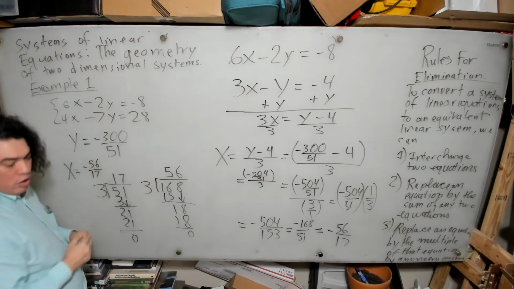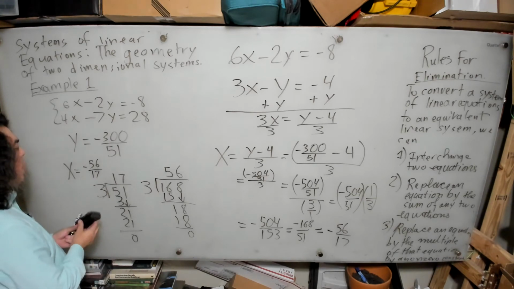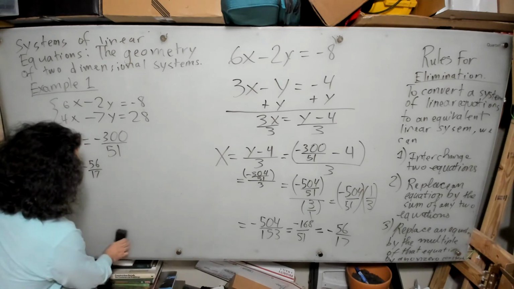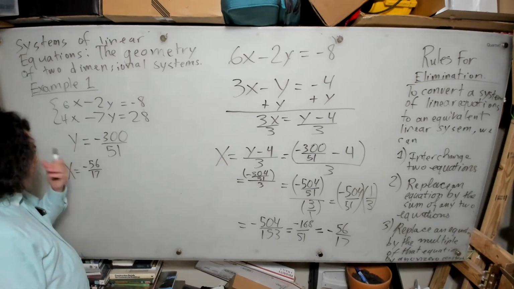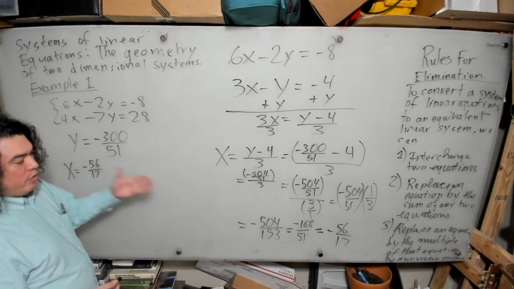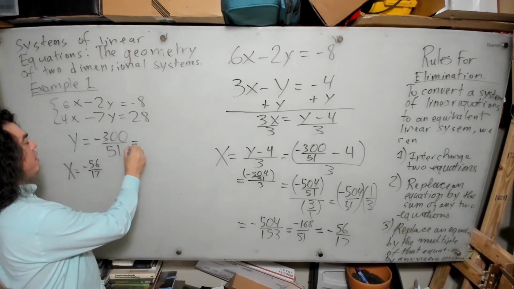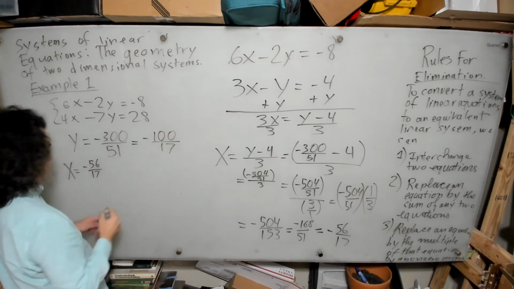Okay. So what about the y value? If you notice the y value, the numerator is 300. That one's obviously divisible by 3 because 3 times 100 is 300. And of course, we already saw that 51 is divisible by 3 because it gives us 17 when you divide it by 3. So this can be simplified to negative 100 over 17.